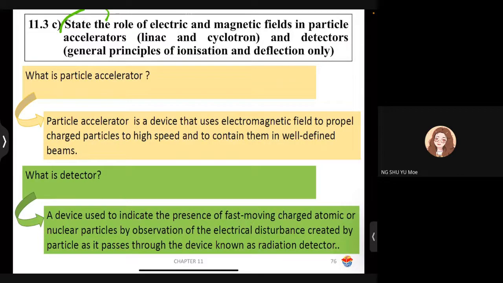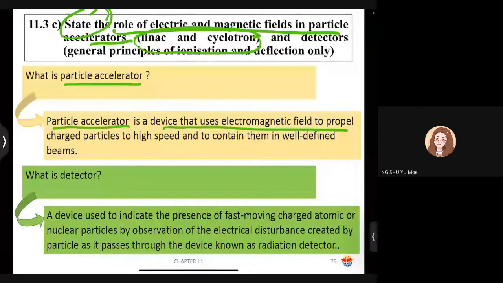Okay, the next one, C, state the role of electric and magnetic field on the accelerator. So kita ada dua, Linac dengan cyclotron. Okay, so apa itu particle acceleration? Particle acceleration is device that use electromagnetic field to propel charge high speed to contain them well-defined beam. Apa itu detector? Is used to indicate the presence of fast moving charge atomic and nuclear particle by observation of electrical disturbance created by particle is passing through the device known as radiator detector.